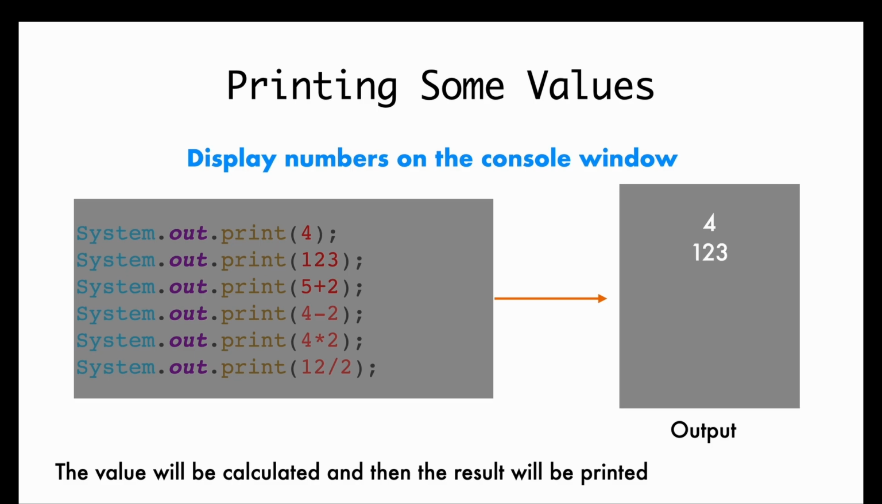4 followed by 1, 2, 3. Then 5 plus 2, an arithmetic calculation is done internally by the Java program and the final output is printed to the console, which is 7. Then 4 minus 2 is also internally calculated and its result is printed with the value 2. Then followed by 8. 12 divided by 2 results in 6, that is internally calculated and the final result is printed to the output console, right?